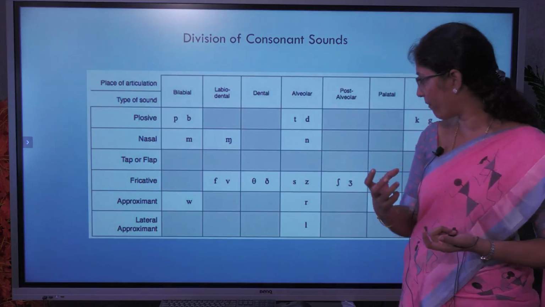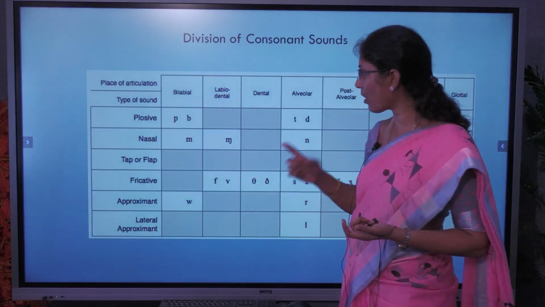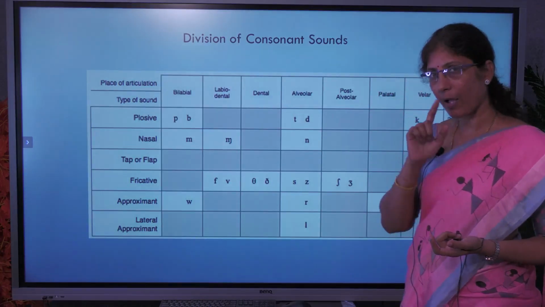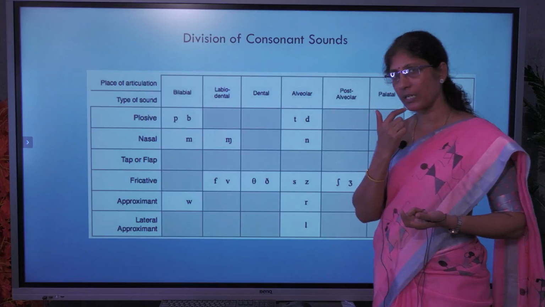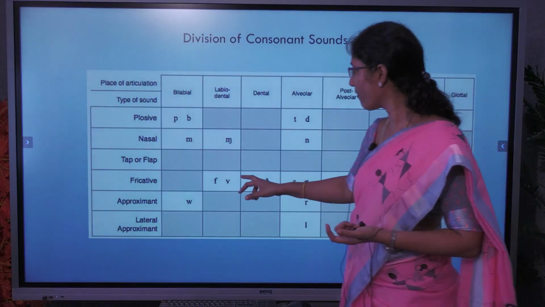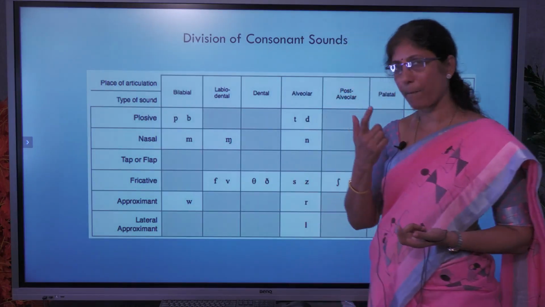F, v. These are labiodental. Labio means lip, as we already understood. Dental means tooth. For f, the upper teeth touch the lower lip, then the sound is produced. F, v. Next, dental. That means lower teeth and upper teeth.